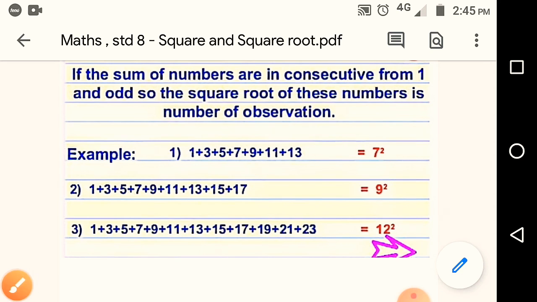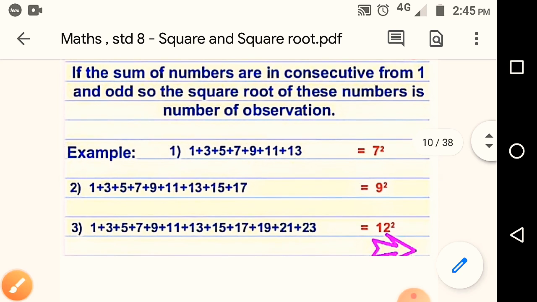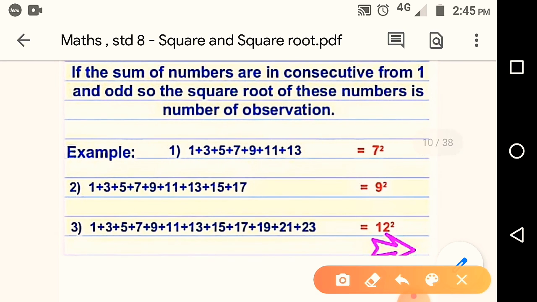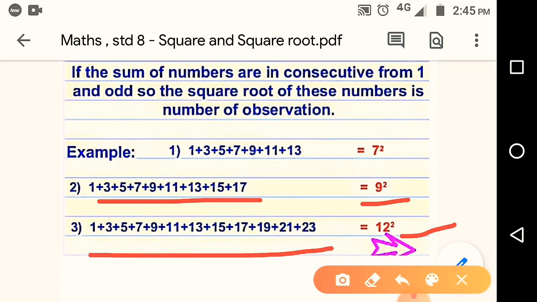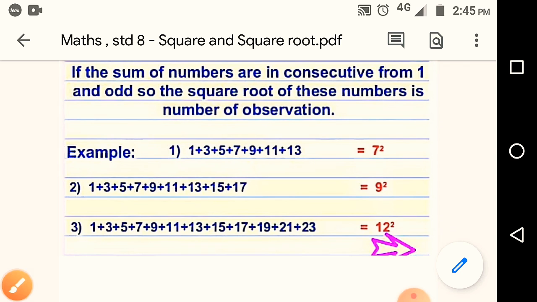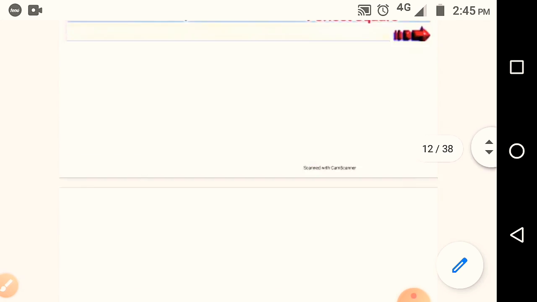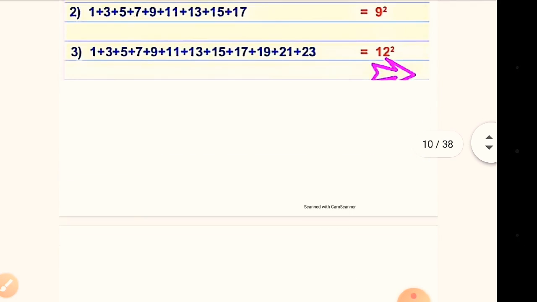So this is a pattern: if you add 9 odd numbers, the answer is 9 square. If you add 12 odd numbers, the answer is equal to 12 square. So this is a pattern. You can check it yourself. Add up this and square up this. Both answers will be the same. It will be equal.